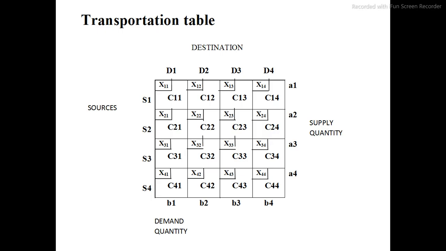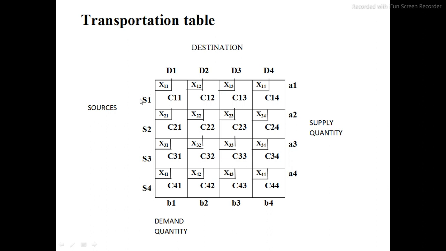Now, this is called a transportation table. As we can see, it looks just like a matrix, with some figures written in between and outside it. As you have seen in the transportation problem, there are sources and destinations, right? Here S1, S2, S3, S4 are all the sources.